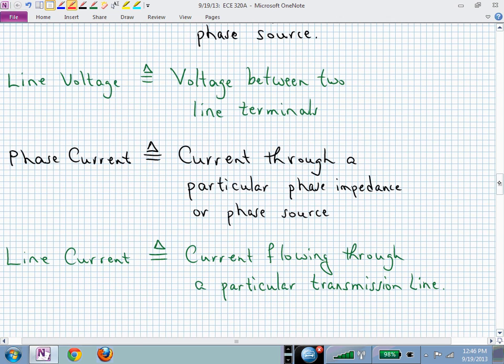Likewise, we can define the phase current and the line current. The phase current, you identify either the source or the impedance that you're interested in, and what's the current flowing through that. That's your phase current. The line current is the current in your transmission line between your source and your load. So the line current is the current flowing through a particular transmission line, and that can be the same as your phase current. In what configuration? When is the line current the same as your phase current?